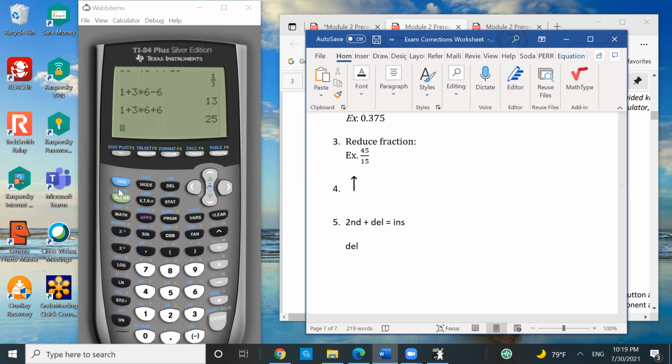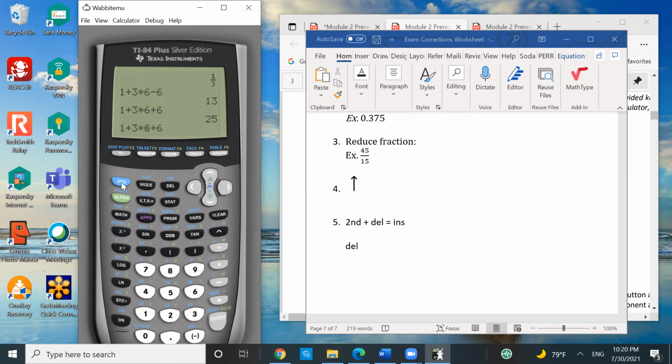Where is second? It is here. Where is delete? It is here. So if I click second and then delete, that means insert. That changes the delete into the insert button. So how to use it? For example, I hit enter on this expression, and then I realize the third term I highlighted is not 6, it's 36.